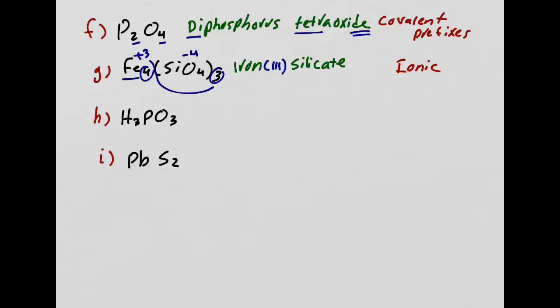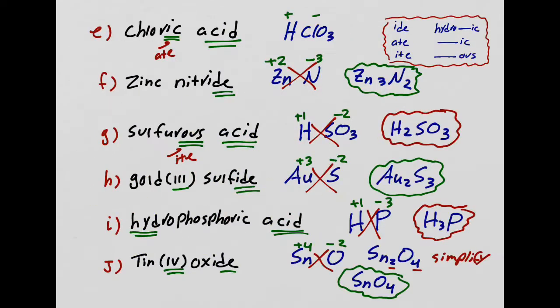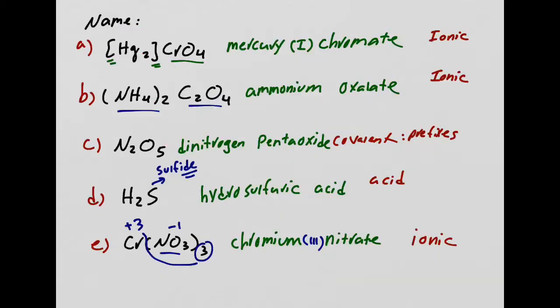Yeah, beautiful. Next one. Okay, next one starts with H. If you start with H, what are you? You are an acid. Okay, I know the rules for acid. Now let's look at this. What is this? PO3. It's a polyatomic ion. It's phosphite. Okay? If you're ite, what does that mean? You're going to become ous.